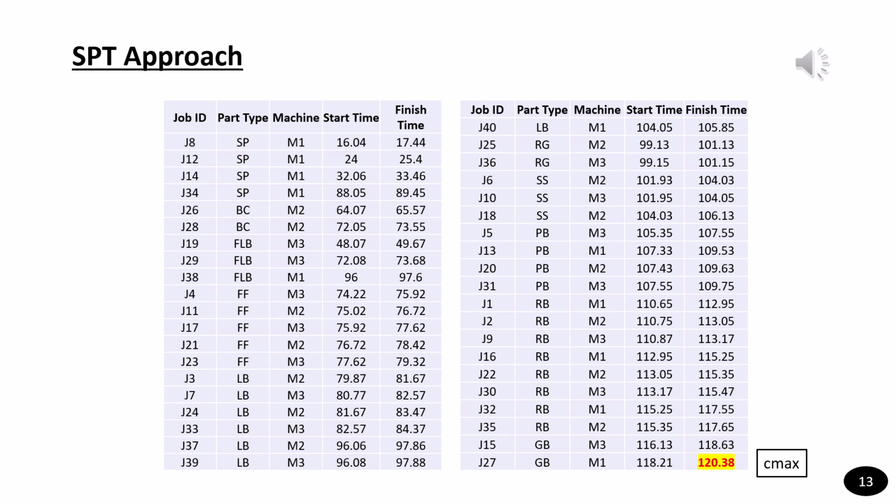Here, we present the makespan value for the SPT approach, which came out to be 120.38. This value is considerably higher than what we achieved with the greedy approach. This confirms our earlier Gantt chart analysis that SPT doesn't effectively reduce mold changeovers or accommodate real-world timing constraints.